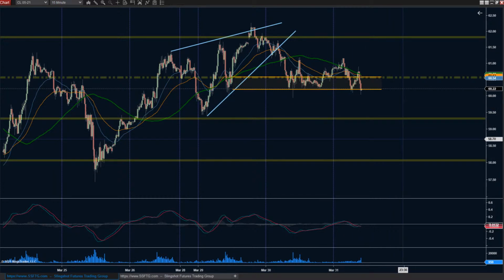But the thing that we do know is that the $60 mark so far seems to be the line in the sand, and the buyers are trying to support above it.